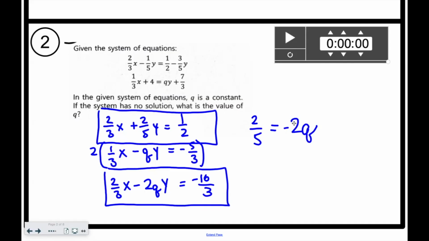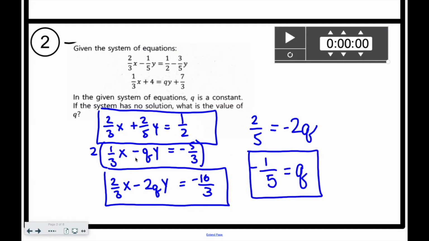And then I just solve this by dividing each side by negative 2. And if you do 2/5 divided by negative 2, you'll end up getting negative 1/5. So if we make the value of Q negative 1/5, we will get no solution. And also the constant on the right has to be different, but it just works out that way because whoever made this problem had to make that work out. If it were an infinite solution problem, those would have been the same. So the final answer is negative 1/5. All right, if we don't have any questions, then we will move on to the next one.